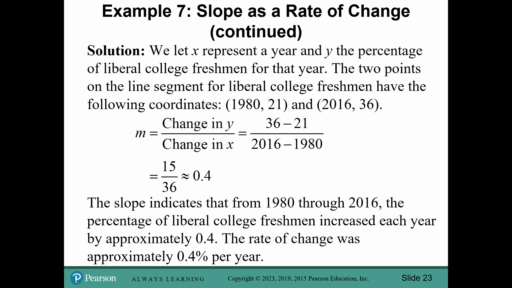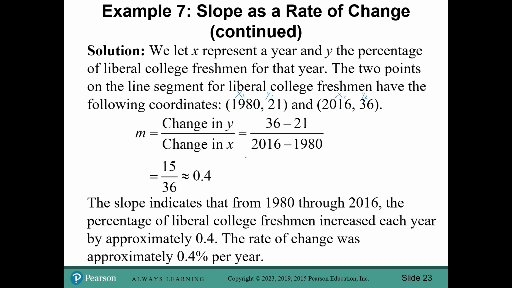So our slope here is our change in y over our change in x. Well, our x1 would be 1980. Our y1 would be 21. Our x2 would be 2016. Our y2 would be 36. So we're going to do y2 minus y1, 36 minus 21, over x2, 2016, minus x1, 1980, which gives us 15 over 36, which is approximately 0.4.